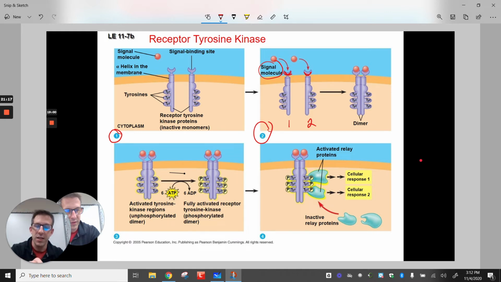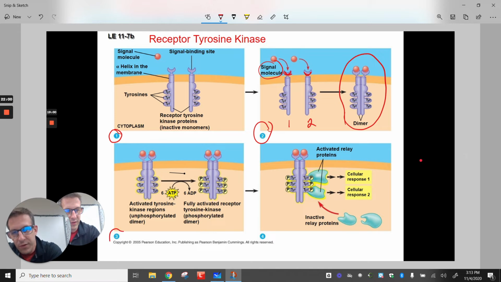Now, I said that you would be looking for a shape change once the signal molecule has bound, right? Well, that's a shape change to me. I've got one thing and one thing, that's one shape. And then you bring them together, and that's a completely different shape, a completely different conformation. And so that's what we see here. This is now going to become an activated molecule, and we see that down here.